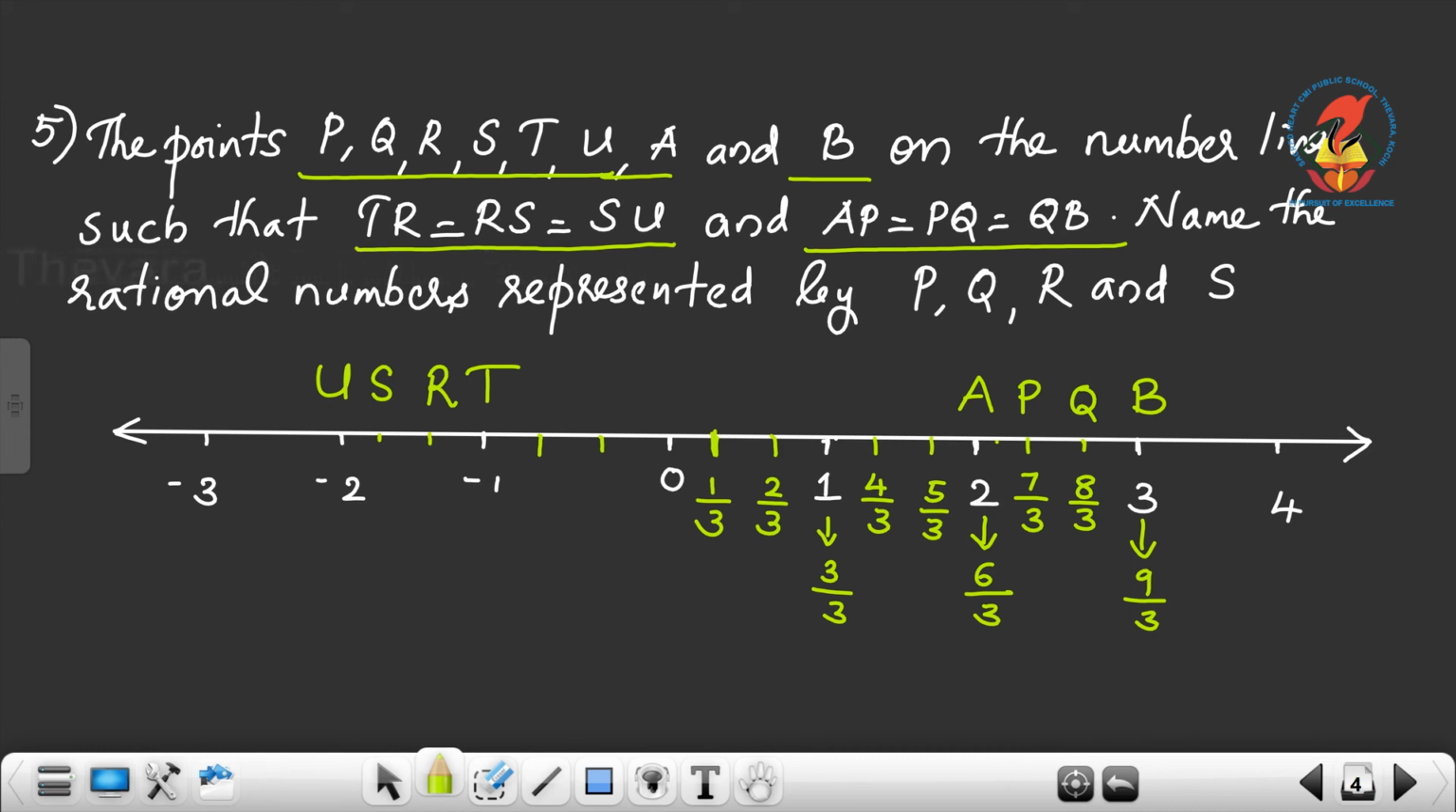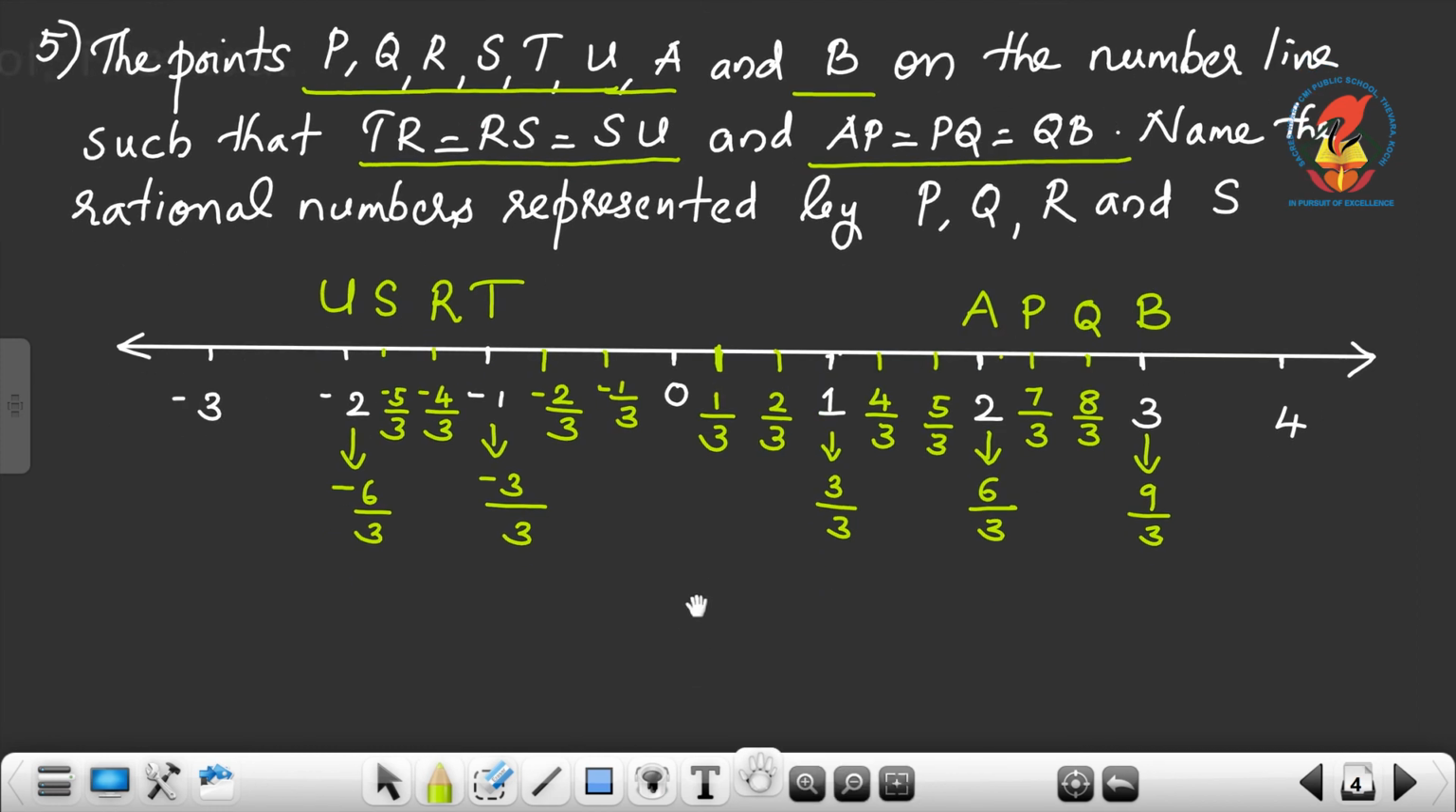Now come to the left side. We have negative rationals. So here also we have 3 equal parts. The first part we can take as negative 1 by 3, negative 2 by 3. Negative 1 means negative 3 by 3. Again negative 4 by 3, negative 5 by 3. So negative 2 we can take as negative 6 by 3. Therefore, the point R represents negative 4 by 3 and S represents negative 5 by 3.